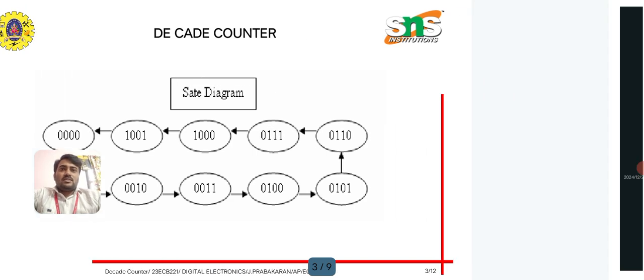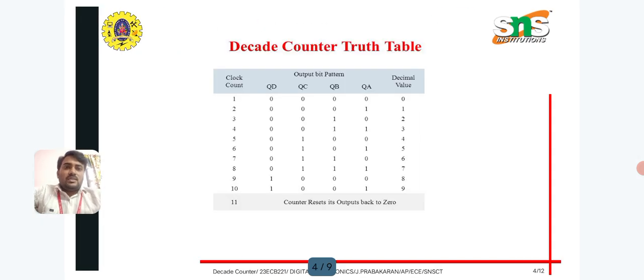Next is the decade counter truth table. Here QD, QC, QB, QA is the output bit pattern, and the decimal value goes from 0 up to 9.